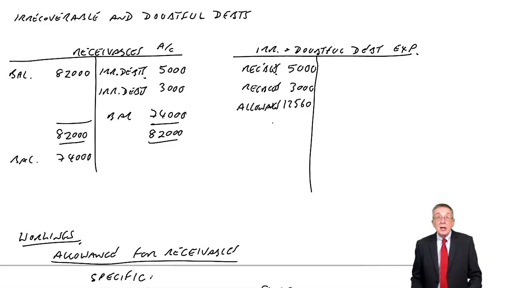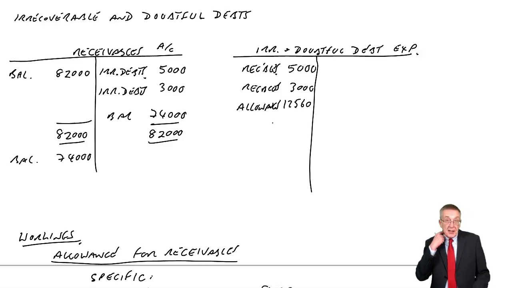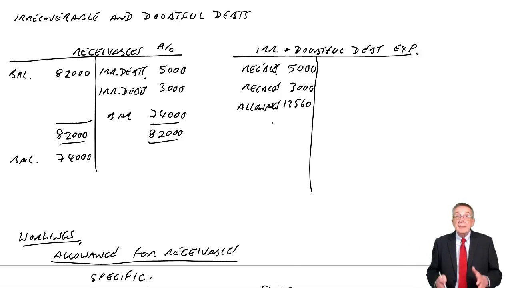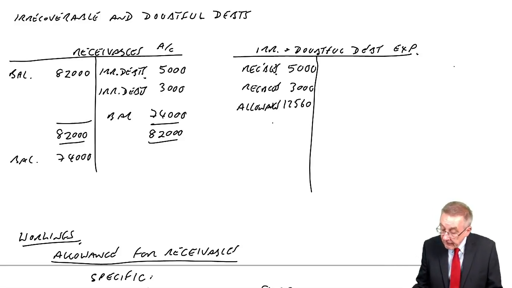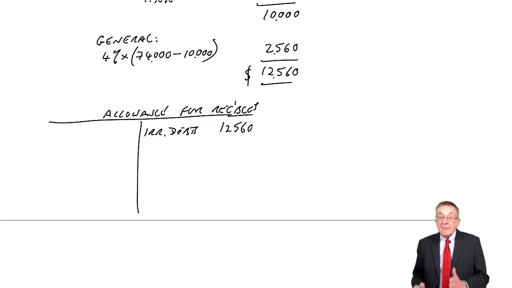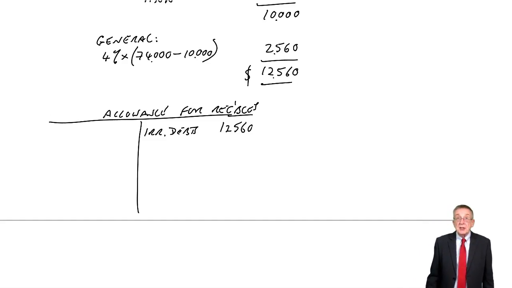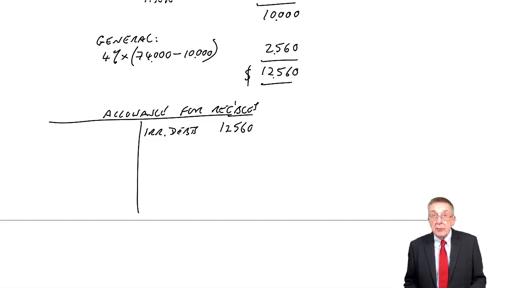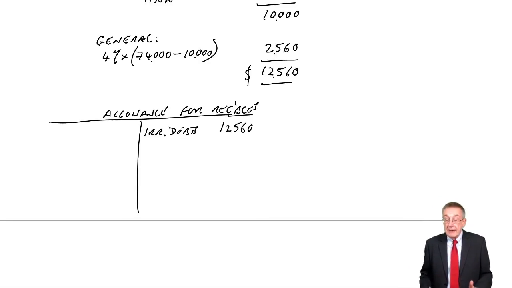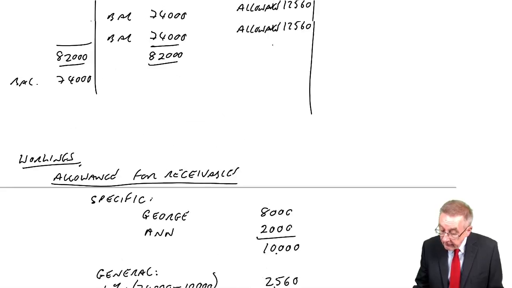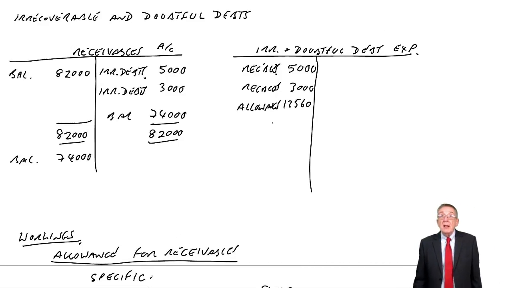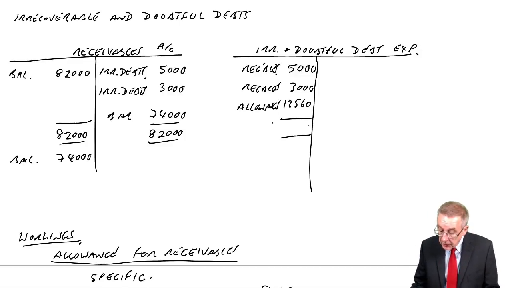And there we are. All that remains is to close off the accounts and then summarise how they appear. Receivables, 74,000. That'll appear in the statement of financial position. We leave the balance there. The allowance for receivables, that'll appear on the statement of financial position. We'll subtract it from the receivables. We leave the balance there. But finally, irrecoverable and doubtful debts expense. This is the total cost of everything we've done.